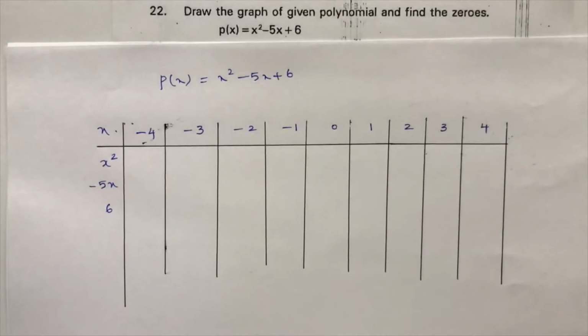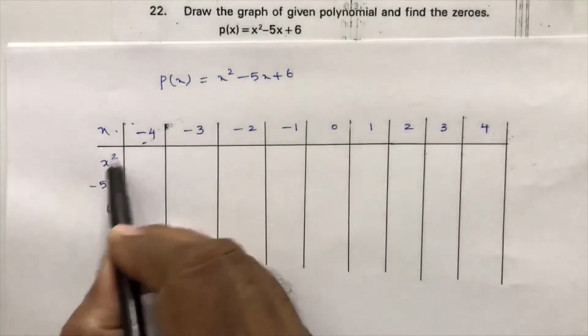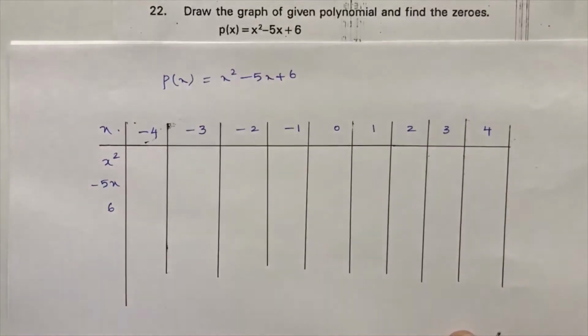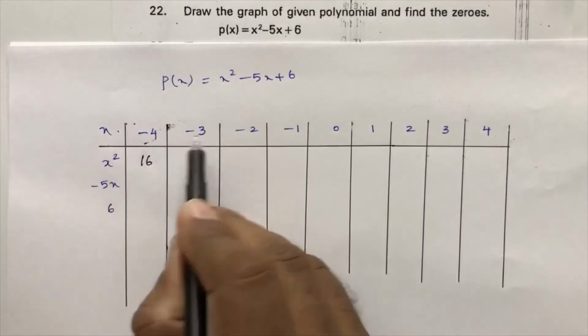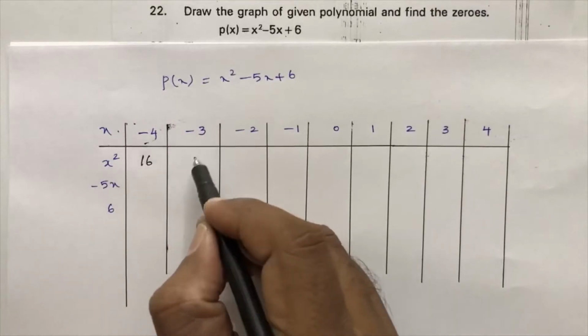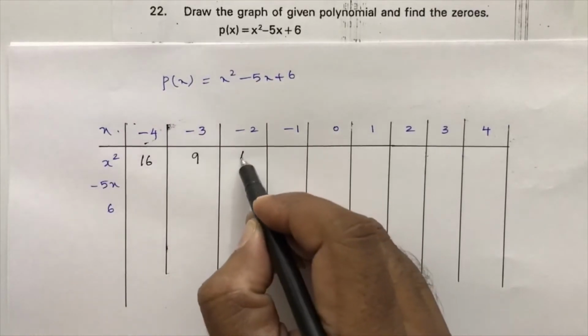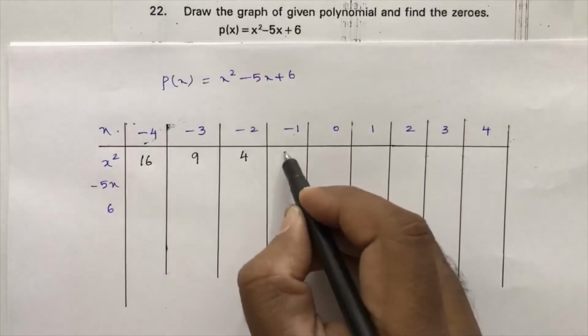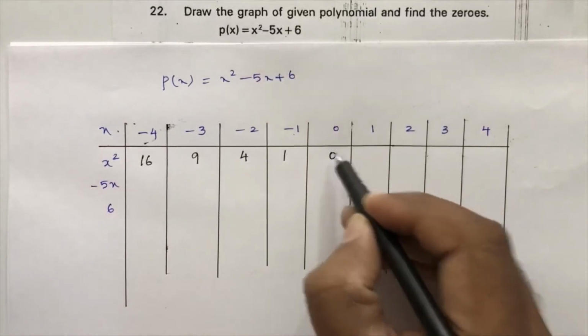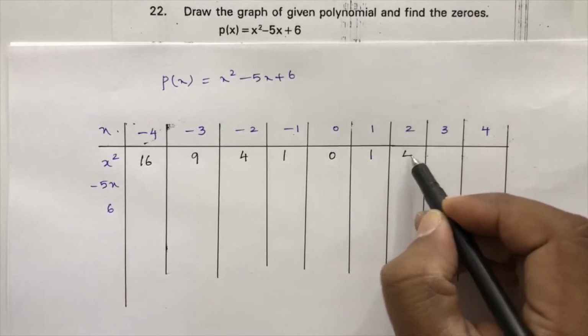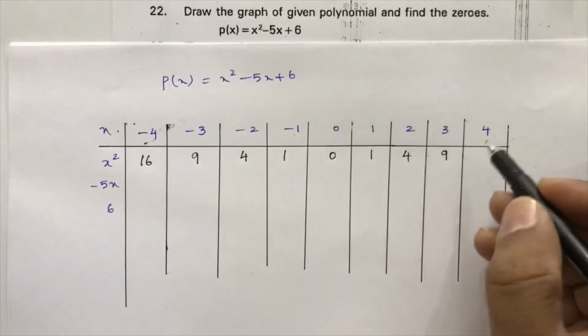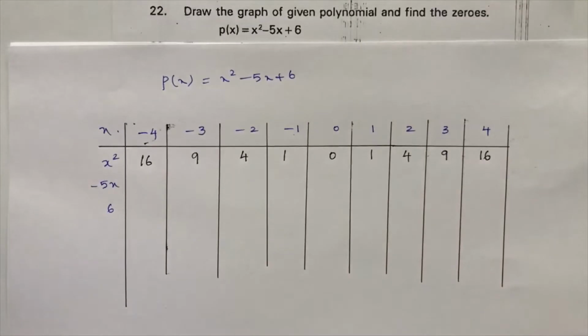Now calculate these values. x is minus 4, so minus 4 whole square is 16. Minus 3 whole square is 9, minus 2 whole square is 4, minus 1 whole square is 1, 0 square is 0, 1 square is 1, 2 square is 4, 3 square is 9, 4 square is 16.